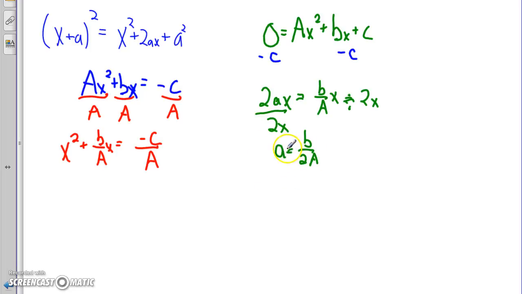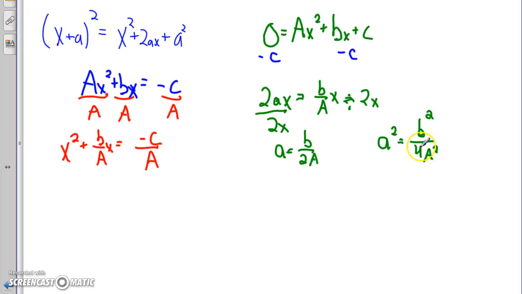So just like last time, now that I know a, I need to figure out what a squared is. Well, last time was easy because it was like negative 4. So it's pretty simple. But now to square this a, I'm just going to have to square the top and bottom. So a squared is going to be, on the top I have b squared, over, on the bottom, 2A times 2A is 4A squared.